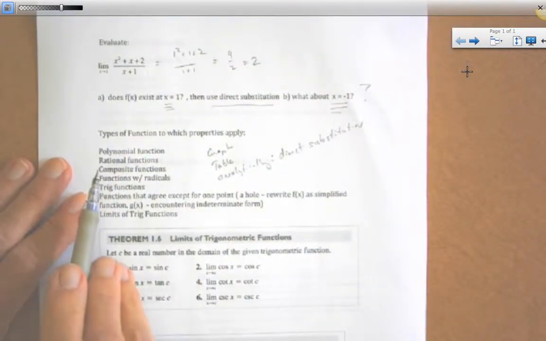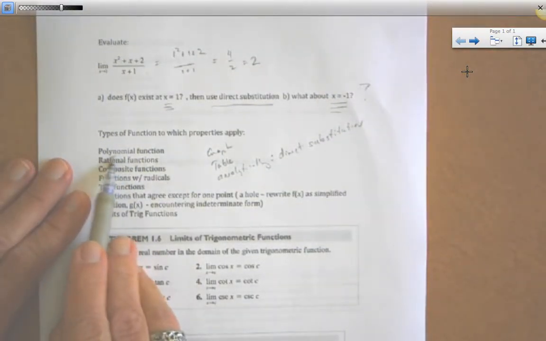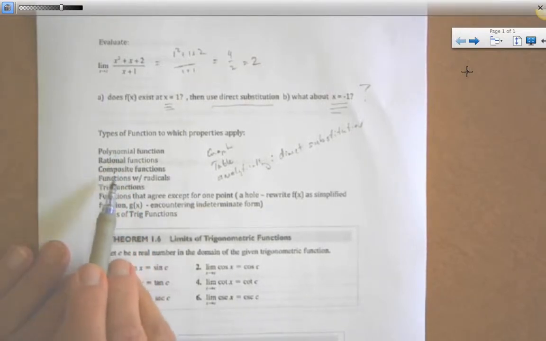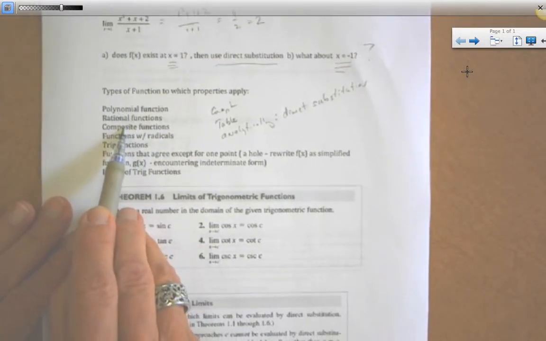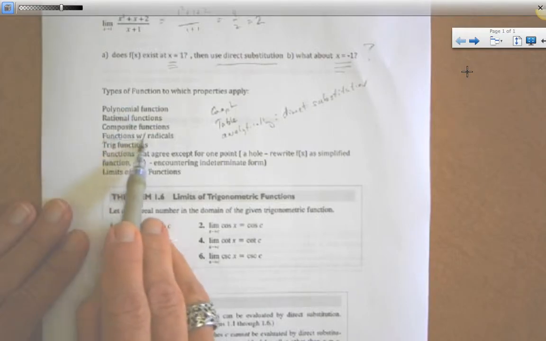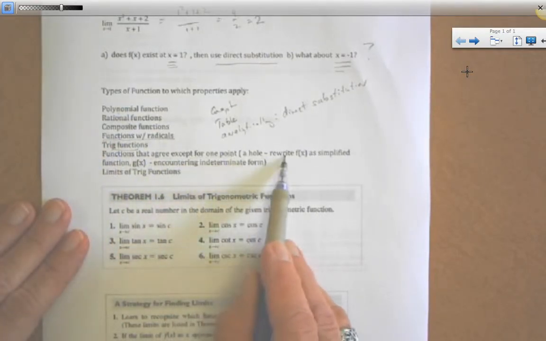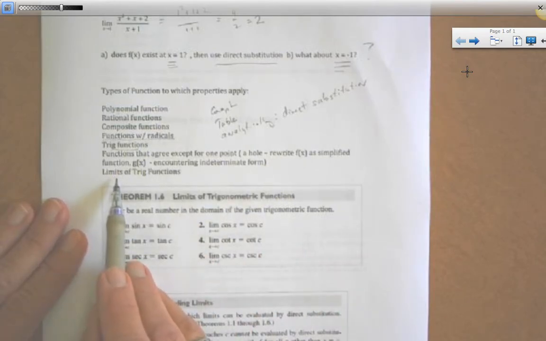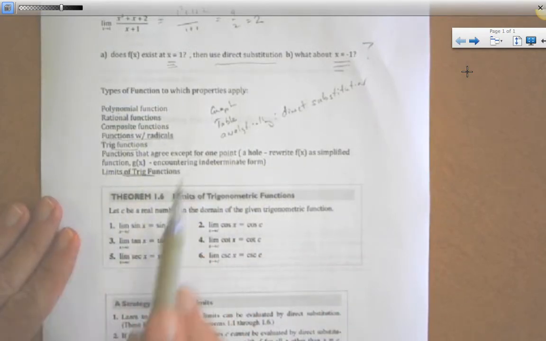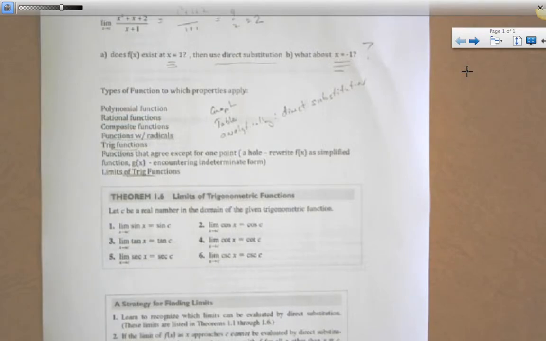So far, we looked at a polynomial function. That was example 1. We've looked at a rational function. We're going to look at composite functions, a function within another function. We're going to look at functions with radicals, trig functions, functions that agree except for one point, a hole. And we're going to do a couple more limits of trig functions, and we're going to look at what happens when we have to do a little bit of tricks with our functions and simplifying.